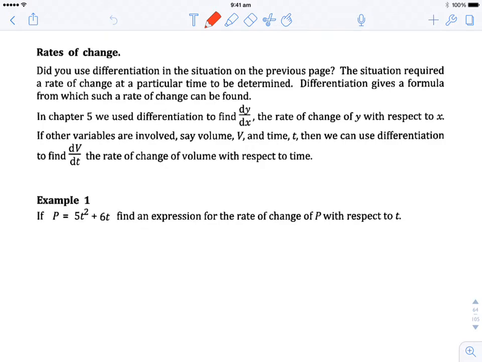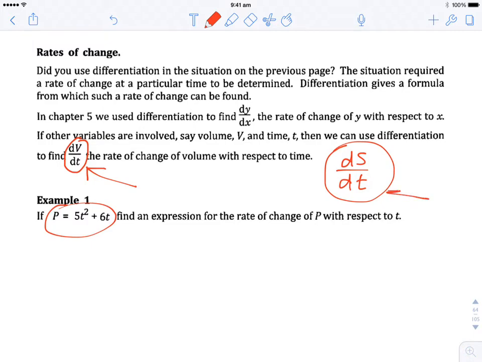So in this one here we've got p is equal to 5t squared plus 6t. Now these equations that we've got here may be modeling certain situations like population in terms of time, volume in terms of time, all kinds of things. So when we're talking about a rate of change, we're normally talking about with respect to time. So dV/dt, this thing here, is the rate that the volume is changing with respect to time. I might have another variable like dS/dt, might be the surface area. That's the rate the surface area is increasing with respect to time.